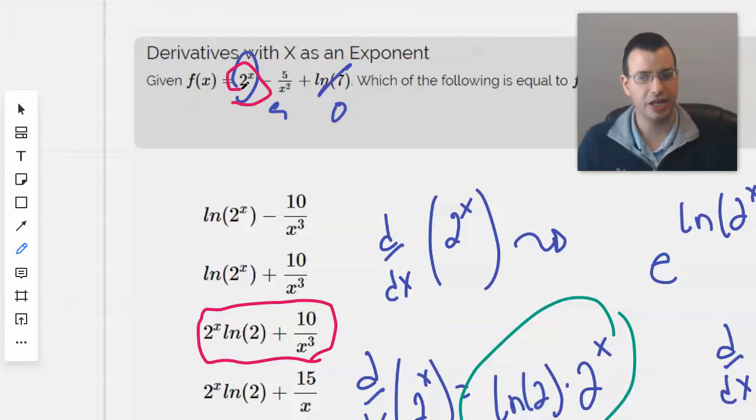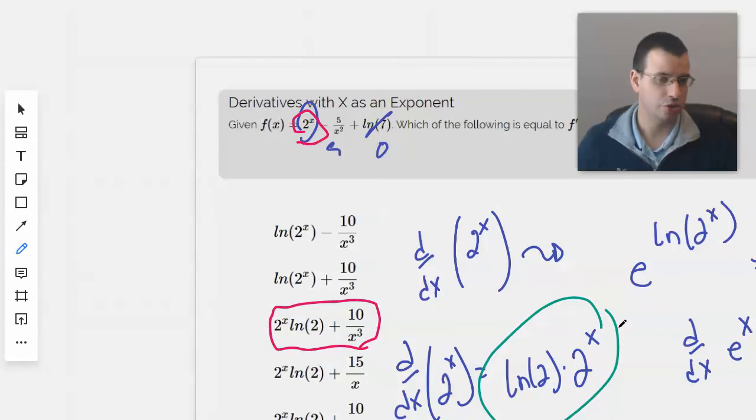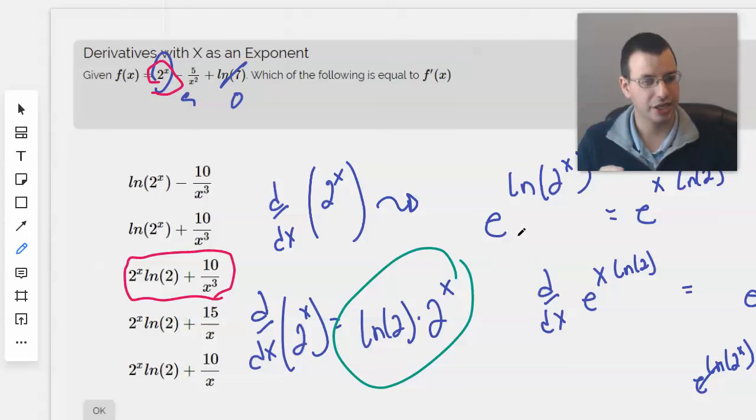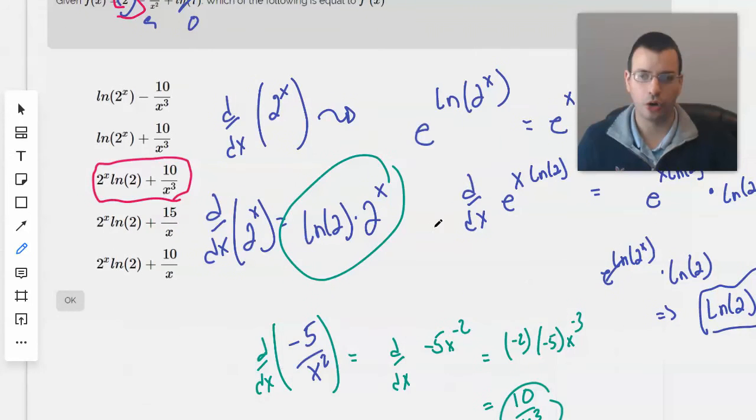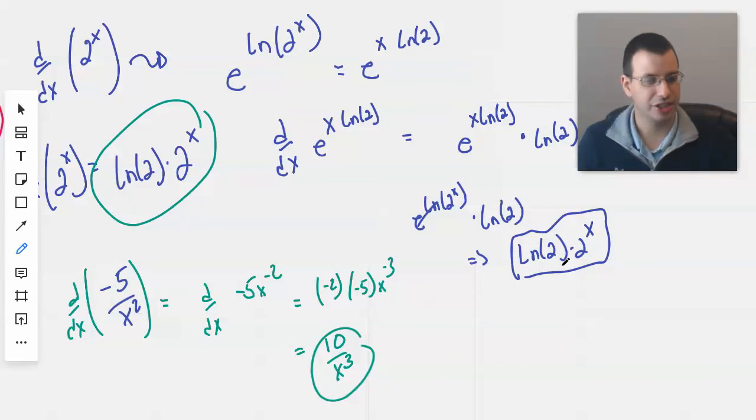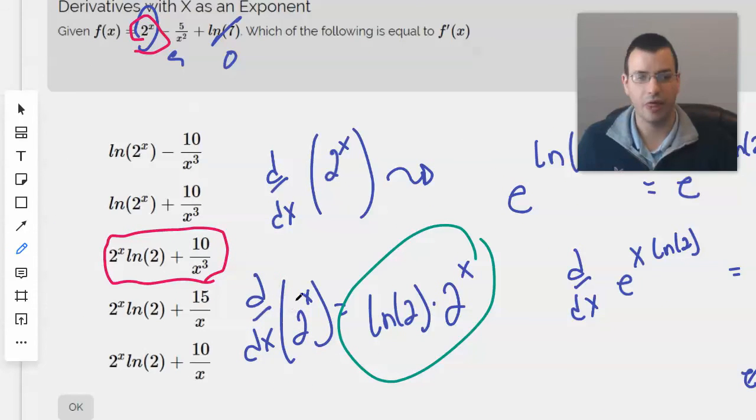The tough one here, again, is 2 to the x, which you can either solve using e to the natural log, which you then rearrange and use log rules, or you can just remember that you're going to take the natural log of whatever your base is. And that is how you solve that derivative.